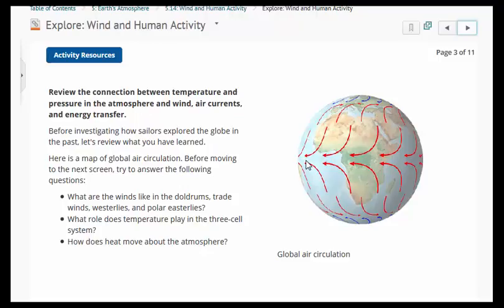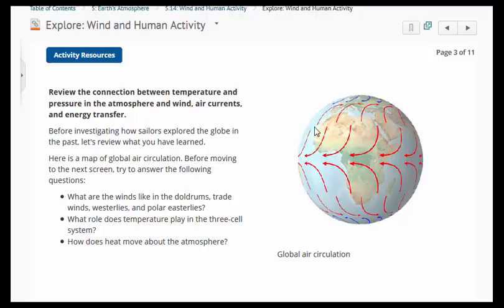I would suggest pausing this recording to write these things down. First of all, the doldrums are the calm winds at the equator. Trade winds are the winds from 30 degrees north and 30 degrees south to the equator. These were used a lot by early explorers in their travels. Early explorers used the trade winds to, you guessed it, trade with one another.